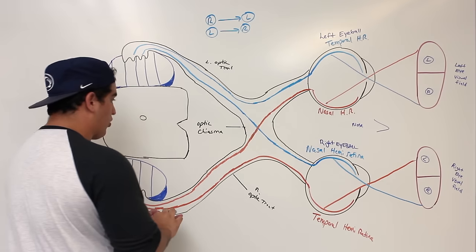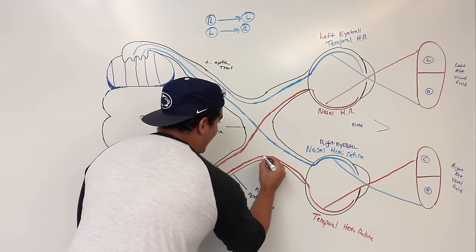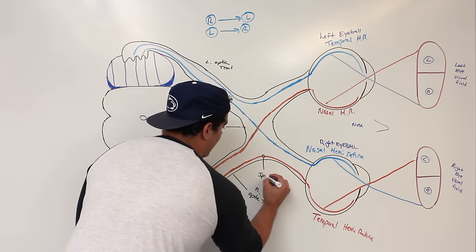So what are these fibers right here called? These fibers here that are staying on the same side are your ipsilateral fibers. These are the ipsilateral fibers.